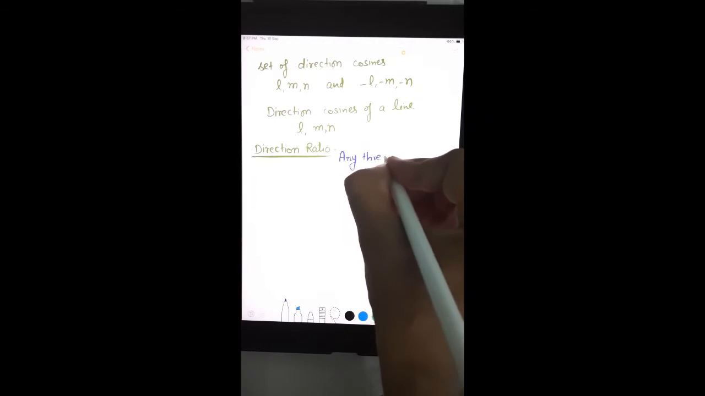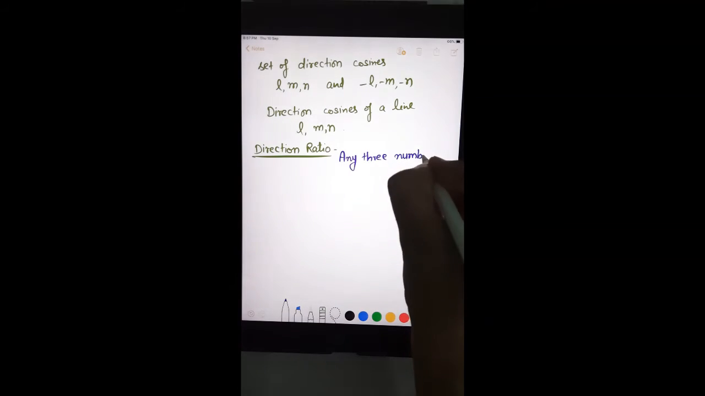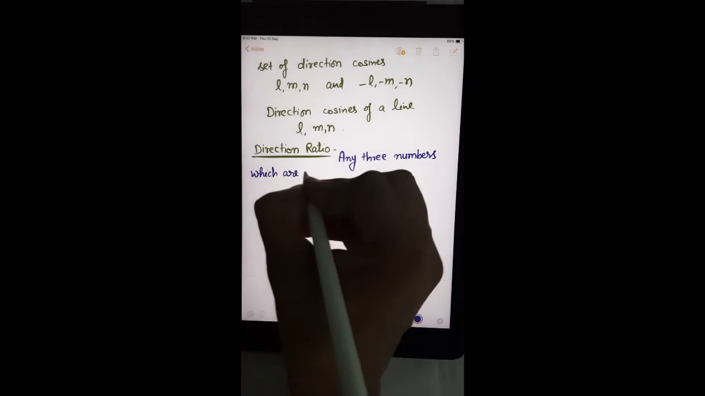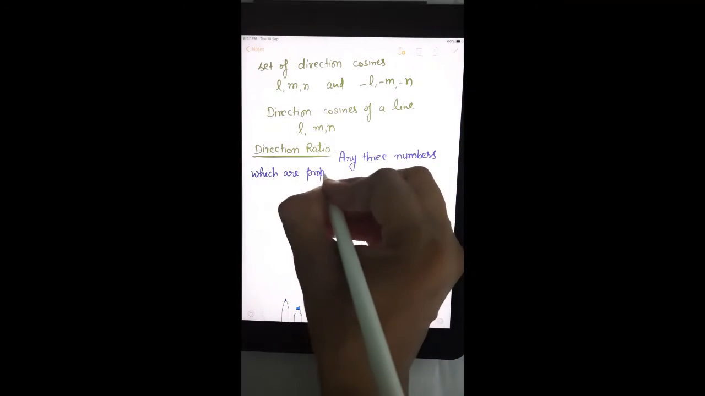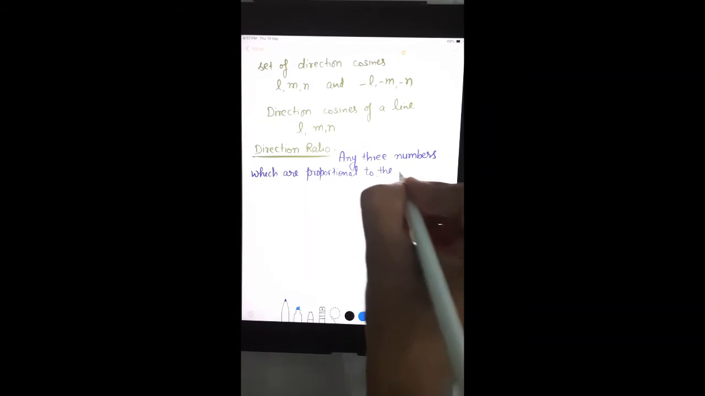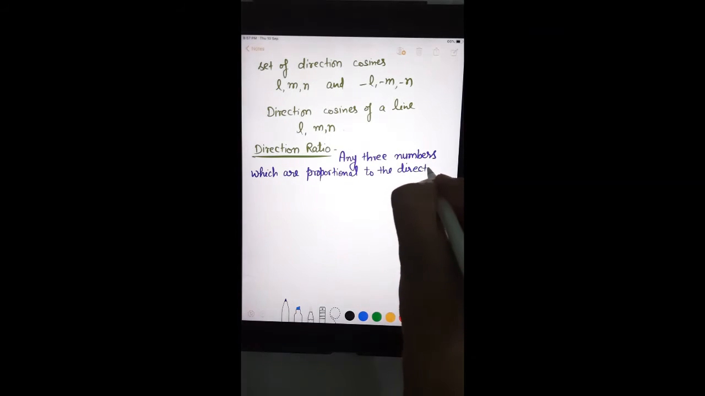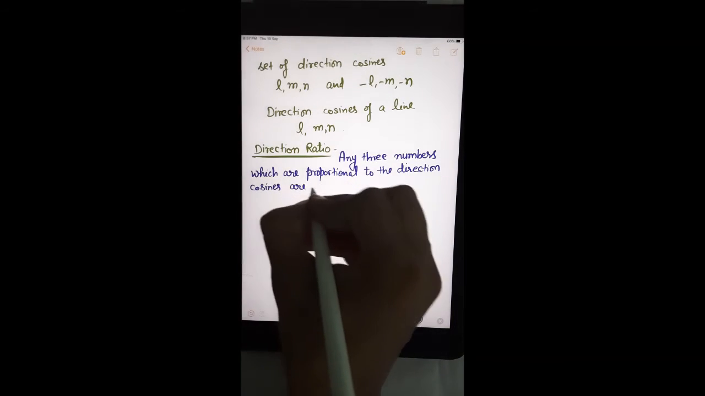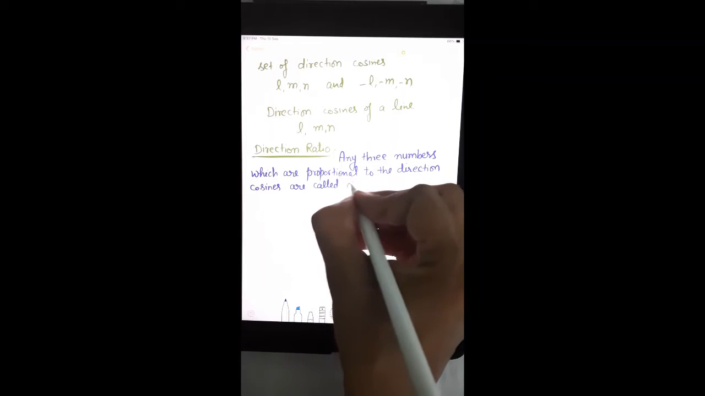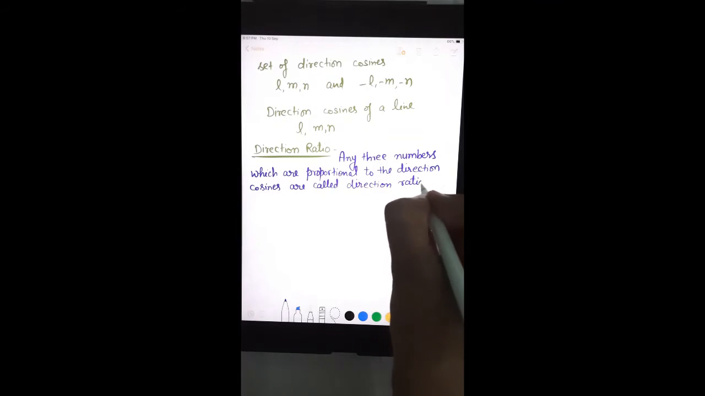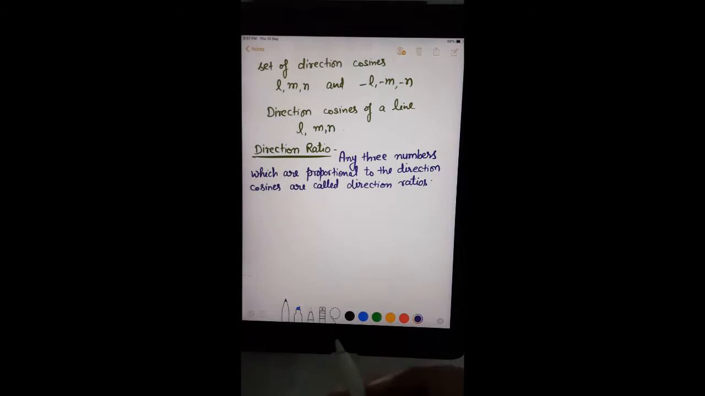Any three numbers which are proportional to the direction cosines are called direction ratios. Okay, so it means the direction ratios and direction cosines are proportional.